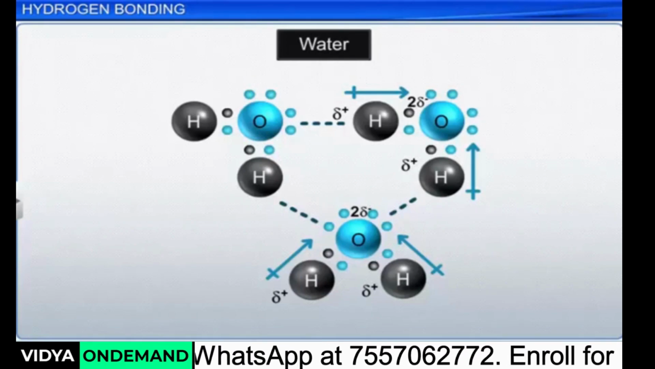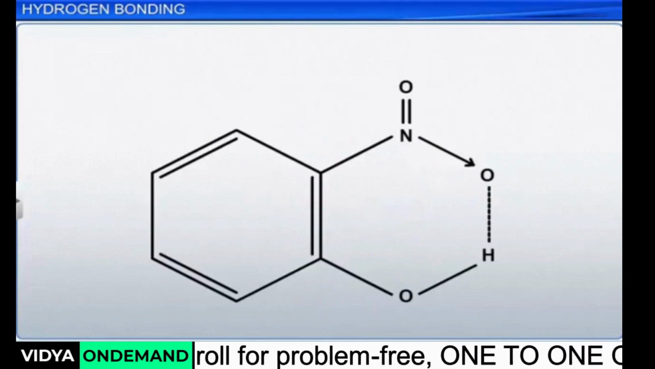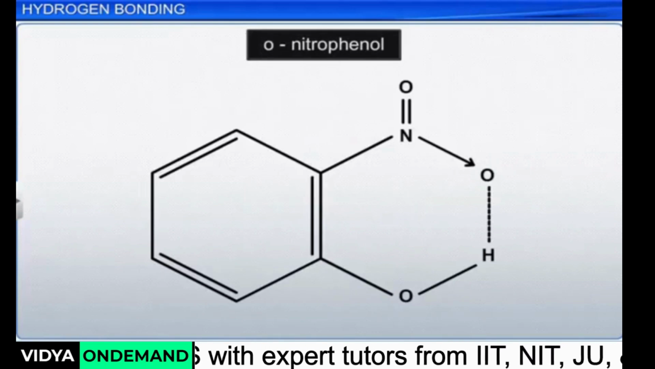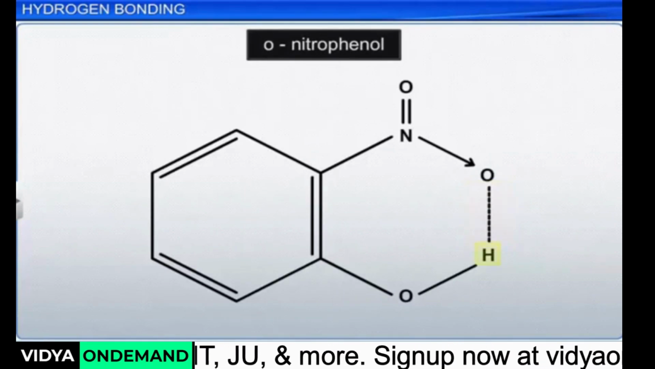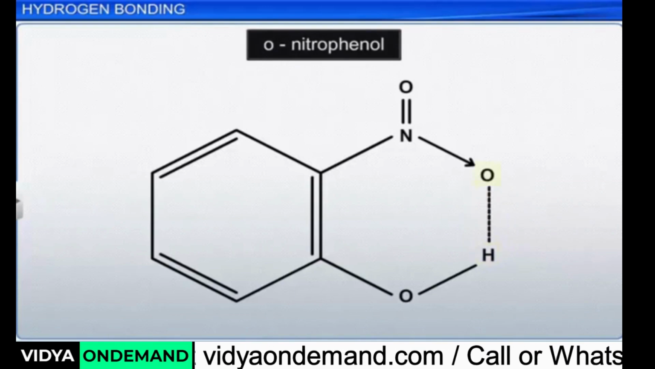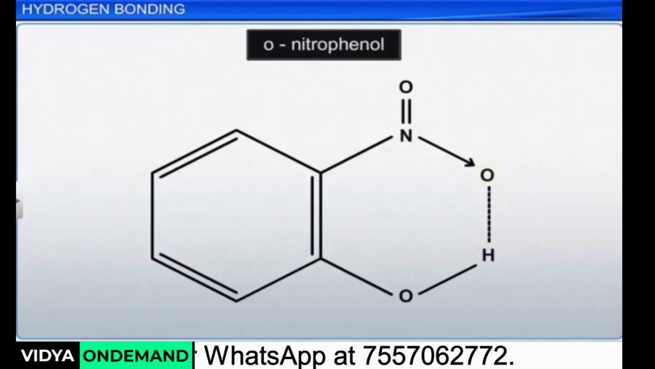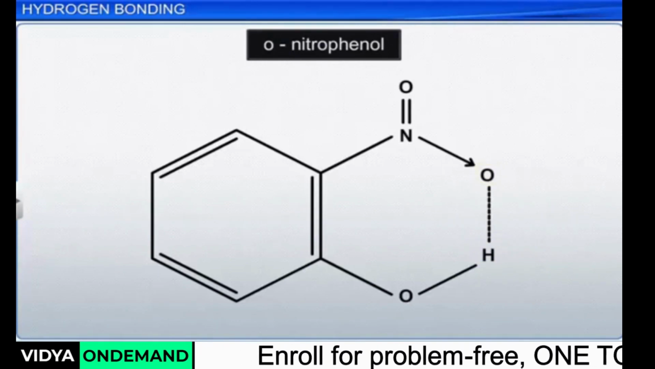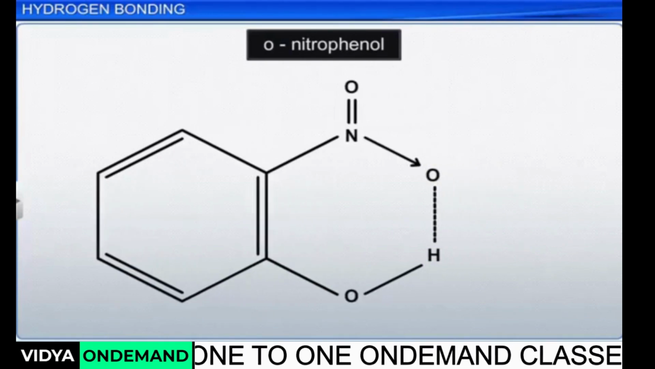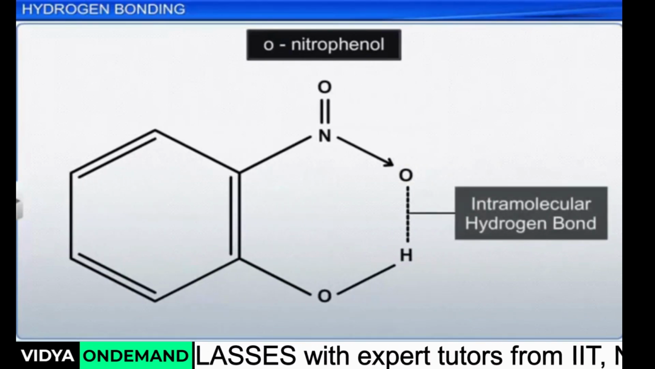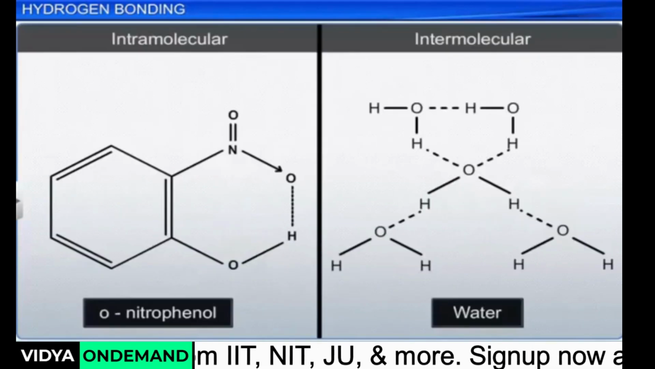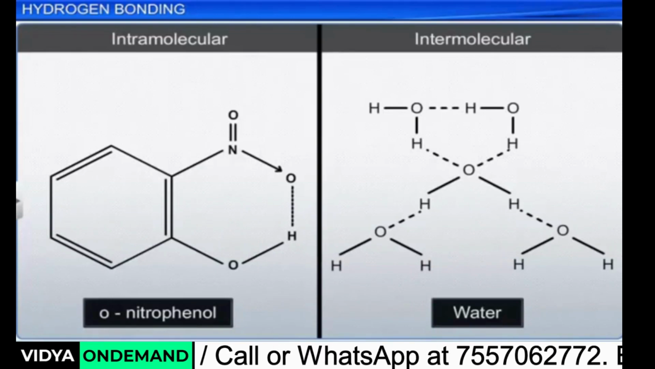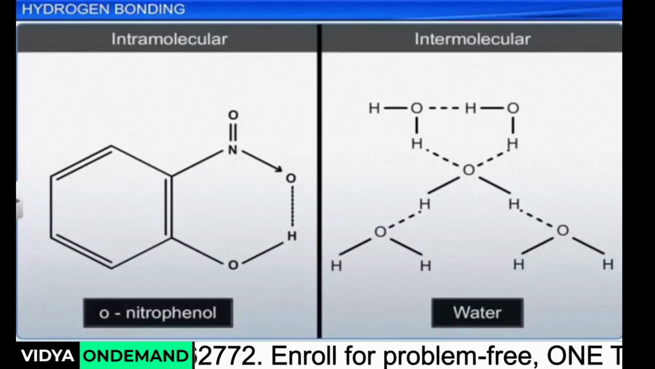However, in certain compounds like ortho-nitrophenol, a hydrogen bond is formed between the hydrogen atom of the hydroxyl group and a highly electronegative atom, that is oxygen of the nitro group, present within the same molecule. Such a bond is called an intramolecular hydrogen bond. Thus, we can conclude that a hydrogen bond is the weak electrostatic attractive force between the hydrogen atom and the highly electronegative atom of either the same or different molecule.